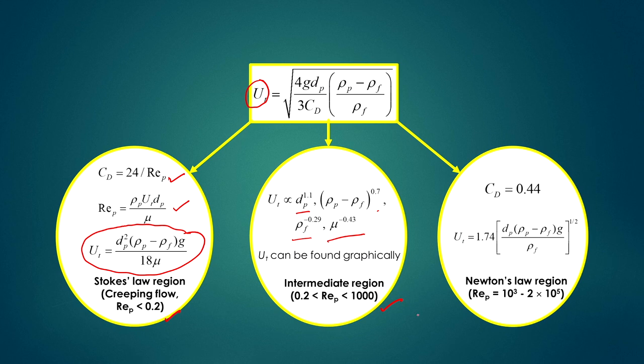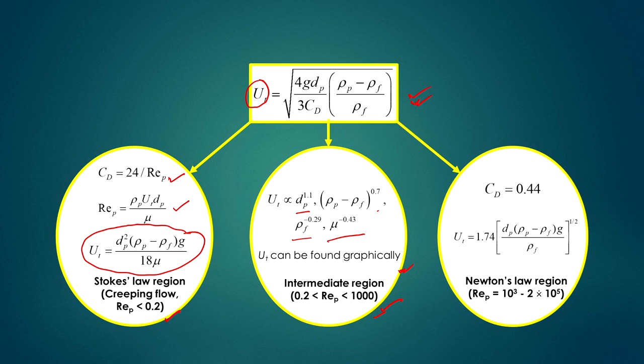Now, in this case, you cannot get ut directly from this equation because the CD value is not known here. So, ut has to be found from the graphs where the CD value is given within a certain range of the Reynolds number, from which you can calculate the terminal velocity. Once you get the CD value within this range, you can easily calculate the terminal velocity from this equation.